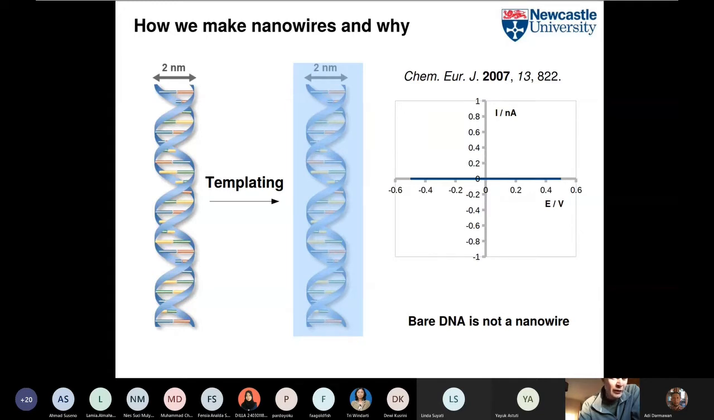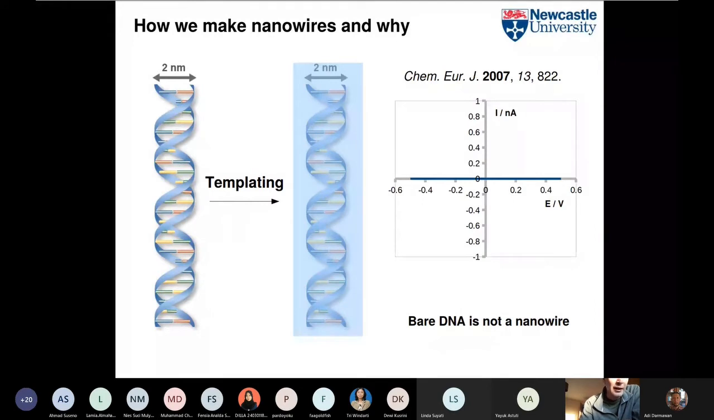It's certainly not the first example of this data, but we needed to remind people, in fact the reviewers of that paper wanted to know why did we bother coating our DNA molecules to make them conductive. And if you look at the current voltage curve there, you can see essentially zero current for a range of voltages of plus or minus half a volt. In fact, the current level there we know is less than 10 femtoamps. So DNA itself, and this is measured over a distance of about 2 micrometers in length, is very, very insulating.